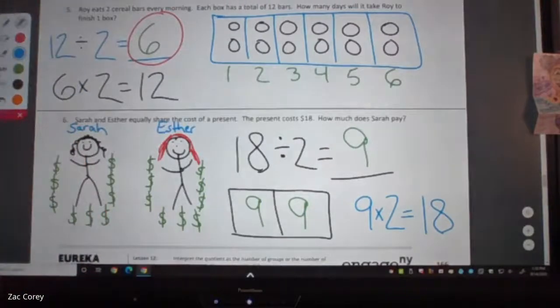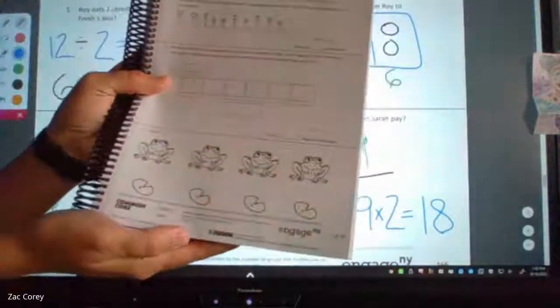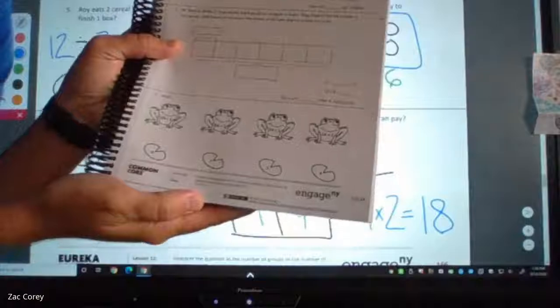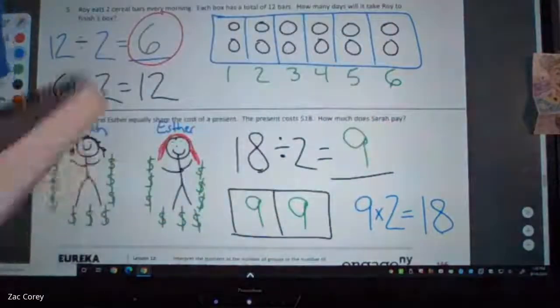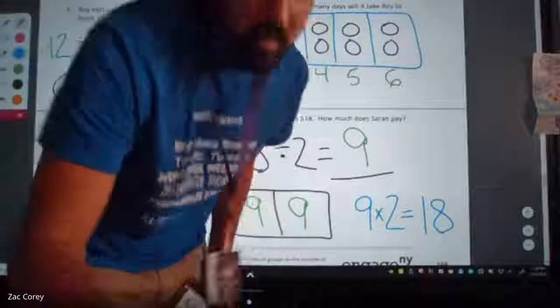All right, I hope that made sense for you guys. You guys are going to do the homework page on your own, which looks like this. It's got some frogs on the bottom. We're looking at 1.d.24. So lesson 12 homework. Okay, do that front and back on your own. See you all later.